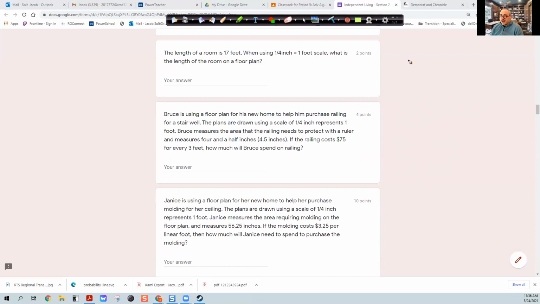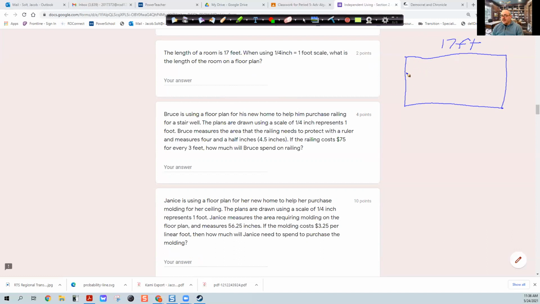I would start with maybe a diagram. If you're stumped at this point, I would start with a diagram. I don't know that the room is rectangular. It just tells me the length of the room is 17 feet. So I don't know that the room is rectangular, but I'm just drawing a diagram like, okay, 17 feet is the length of the room.